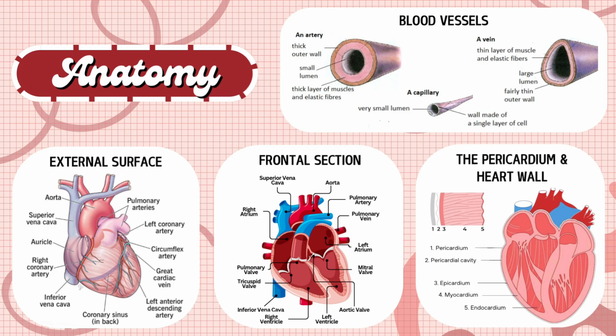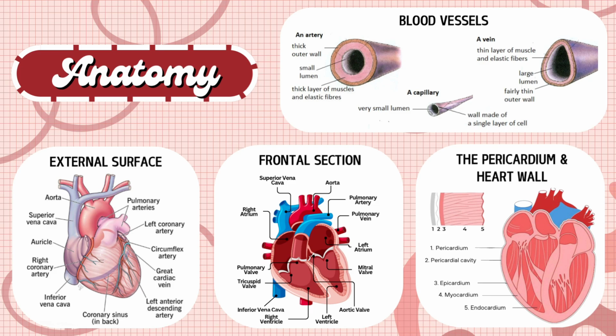The first layer is the pericardium, a protective sac surrounding the heart. Next is the heart's wall. The first layer is the epicardium, the outer layer of the heart, part of the heart's protective covering, which is responsible to protect the heart and reduce friction as the heart beats, helping it move smoothly inside the chest.